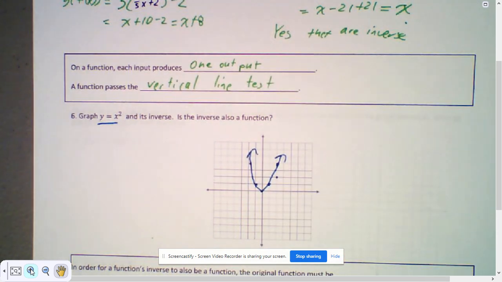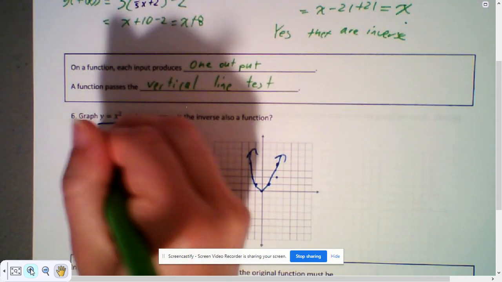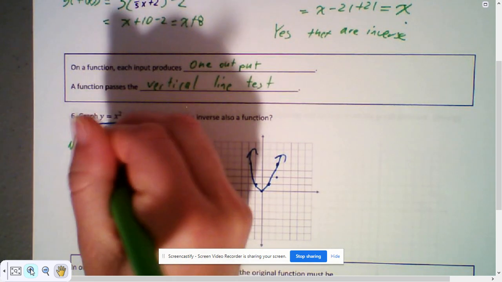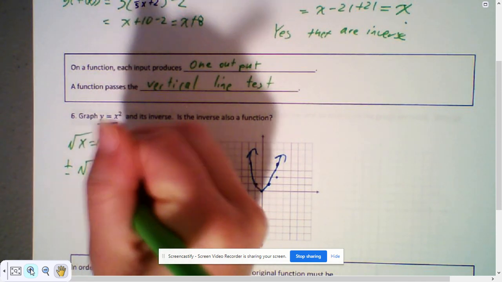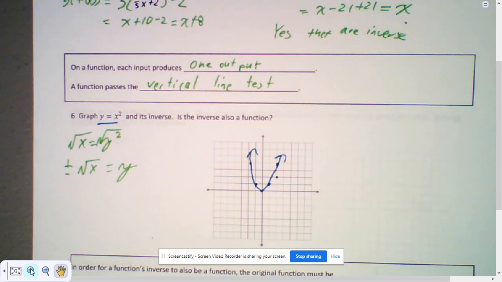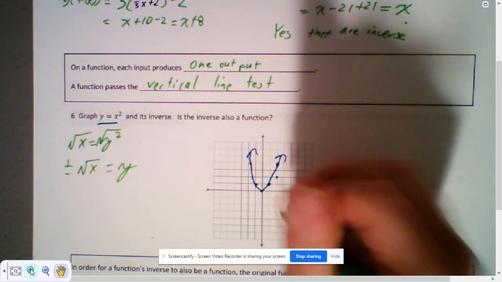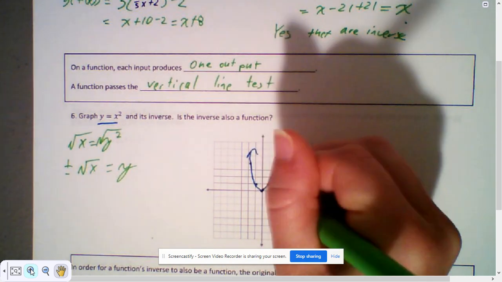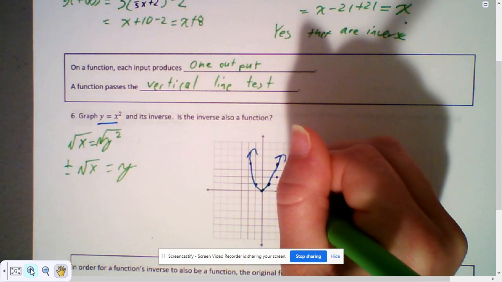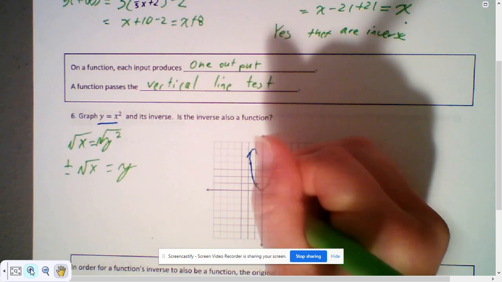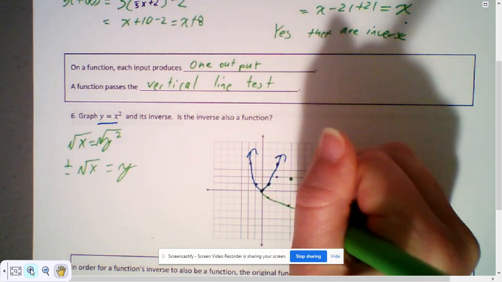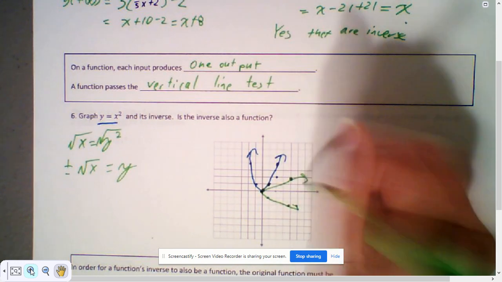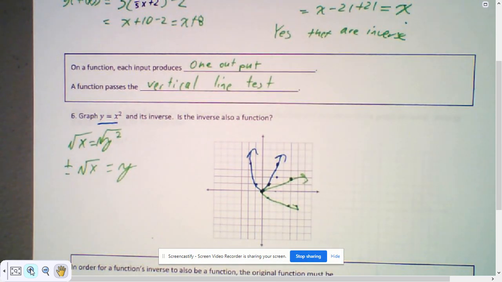Now I'm going to graph the inverse. I'm going to switch x and y. Now remember, when I put a square root into the problem, I need to put plus or minus in front. So I get y equals plus or minus the square root of x. That second u was not very well shaped.